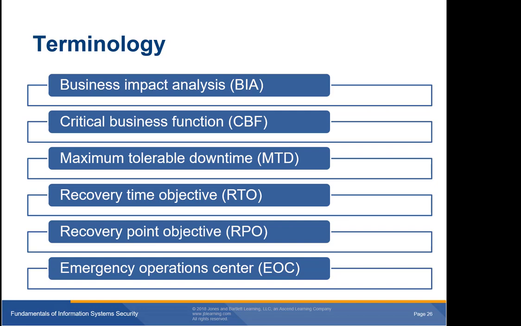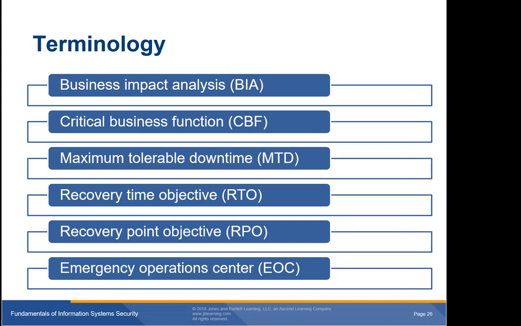Critical business function, CBF. Once the BIA has identified the business systems that an incident will affect, you must rank the systems from most to least critical. That ranking determines whether the business can survive and for how long in the absence of a critical function.